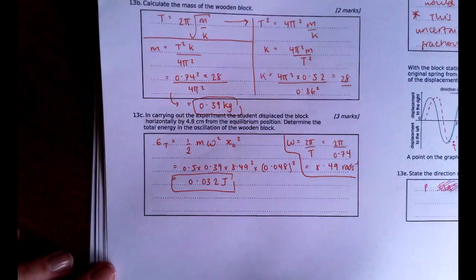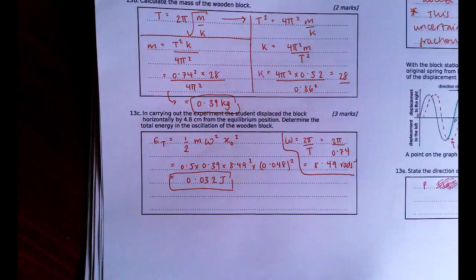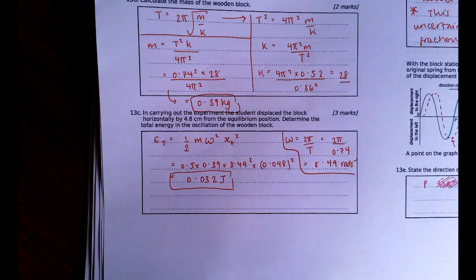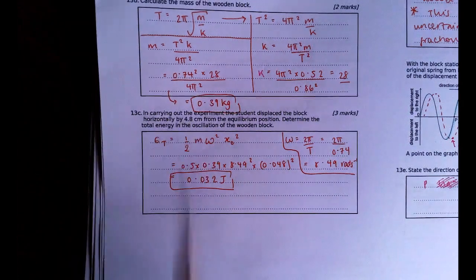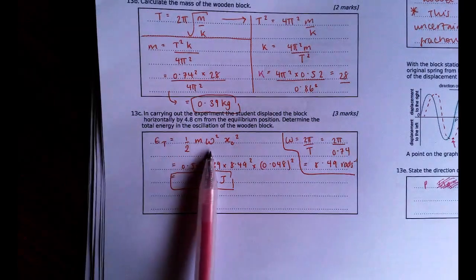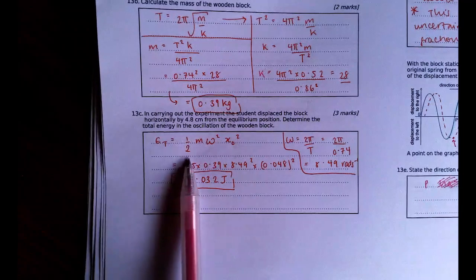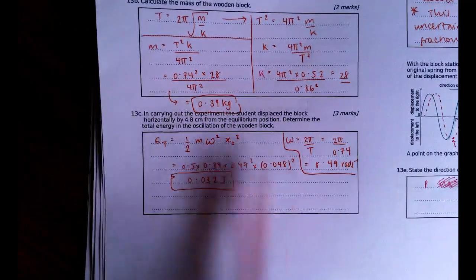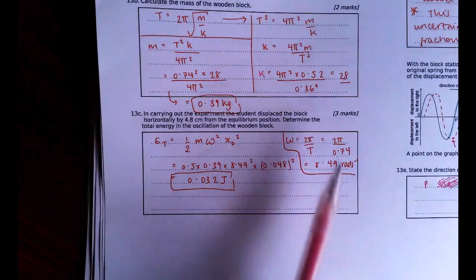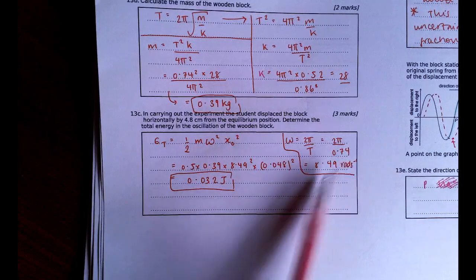Okay. In the next bit of the question, it asks you for the total energy in the oscillation of the wooden block when it has been displaced horizontally by 4.8 centimetres. So, data booklet again gives you the total energy stored within a mass spring system at most, where omega is 2 pi over T, and we can calculate that because we were given the time period for the wooden block. That was the 0.74 seconds.